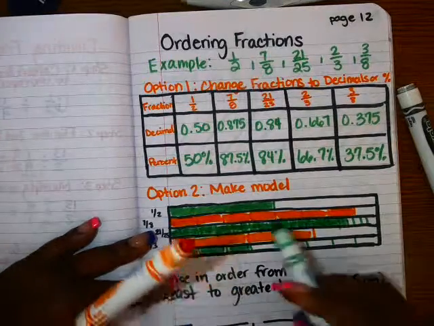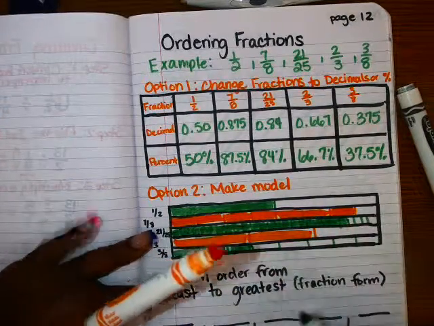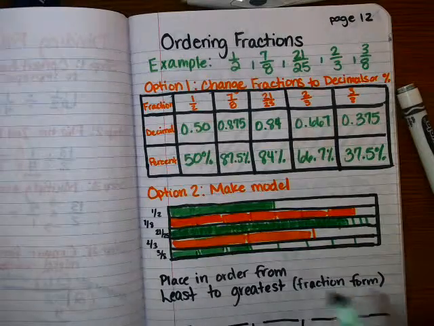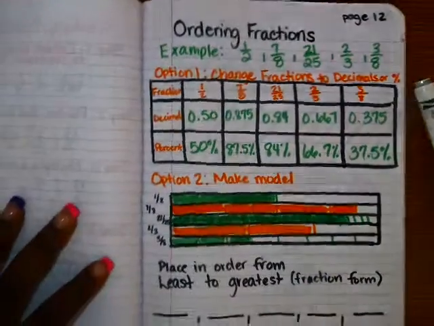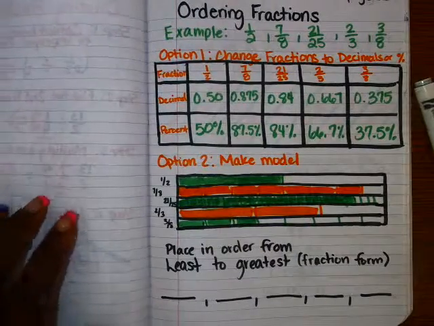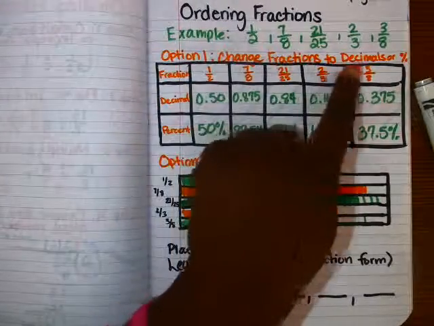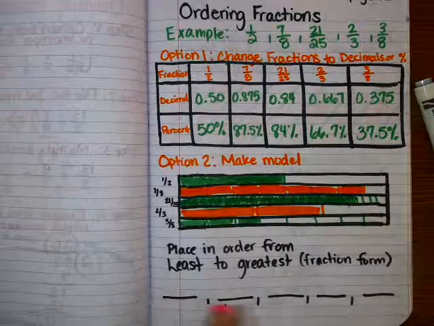So as you can tell, the bar that's the longest would be the greater fraction. The bar that's the smallest would be the smallest fraction. And so what I want you to do is place these fractions here in your example in order from least to greatest.